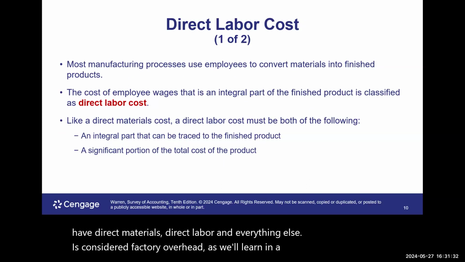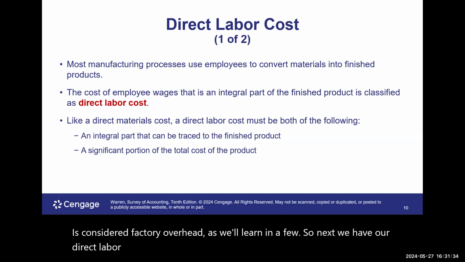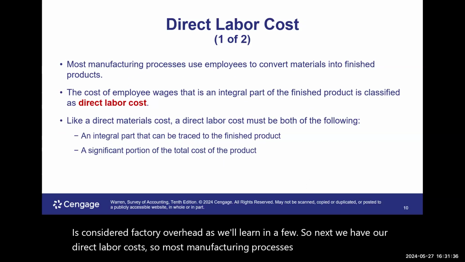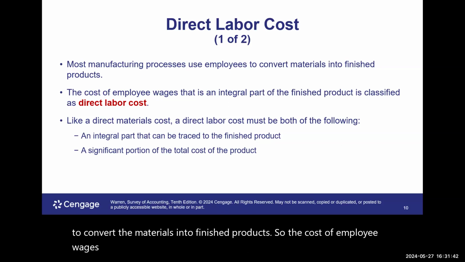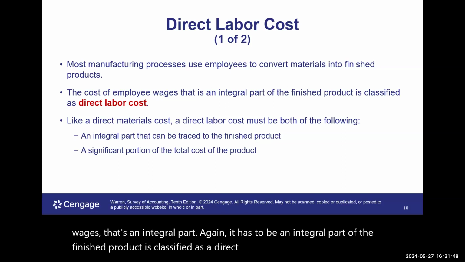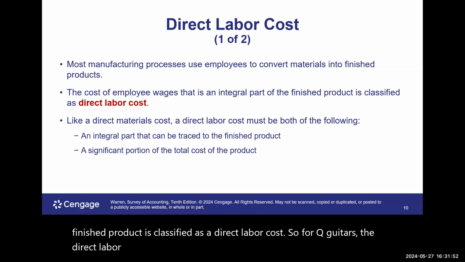So next we have our direct labor costs. Most manufacturing processes use employees to convert the materials into finished products. So the cost of employee wages that's an integral part, again, it has to be an integral part of the finished product, is classified as a direct labor cost. So for Q Guitars, the direct labor cost includes the wages of employees, those who cut the guitar out of raw lumber, and those who assemble it.